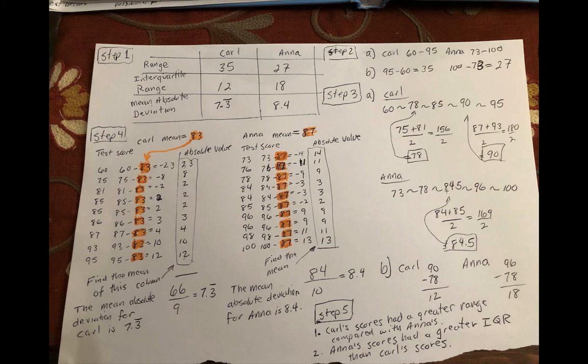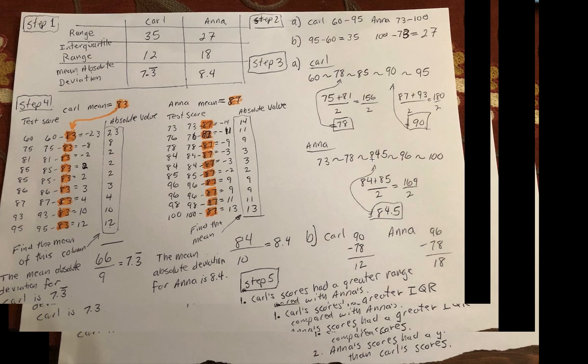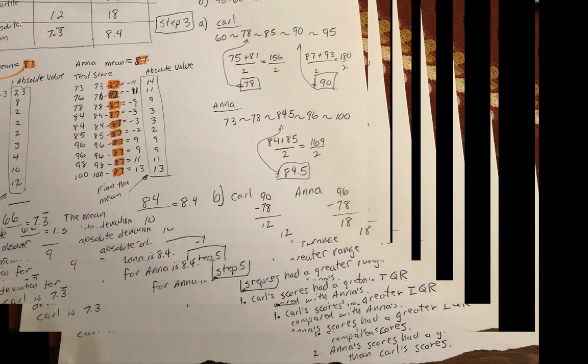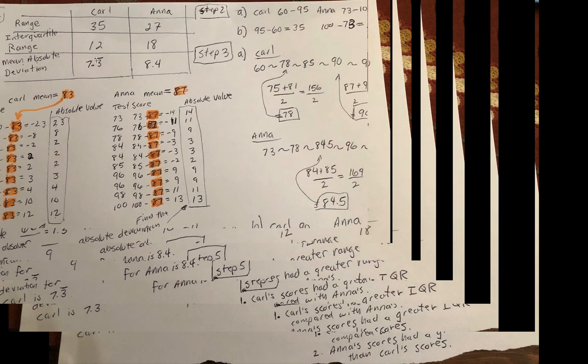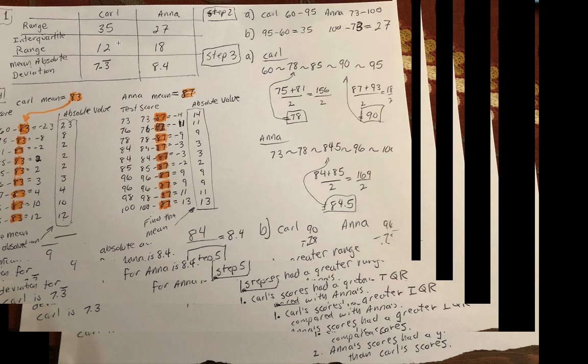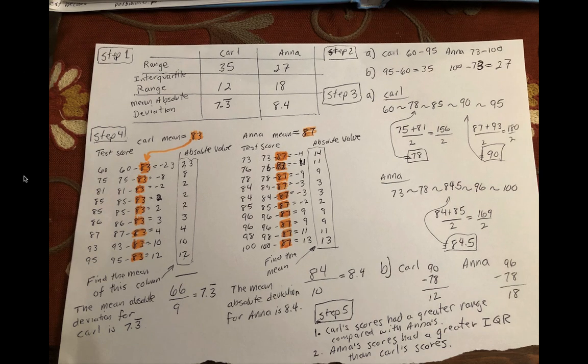So finishing up step 3, the interquartile range for Carl was 12 and the interquartile range for Anna was 18. So the middle section of Anna's scores were wider than Carl's. Carl's were a little closer together. So then that leaves step 4 for finding what's called the mean absolute deviation.